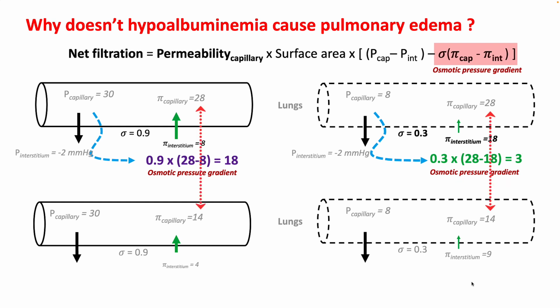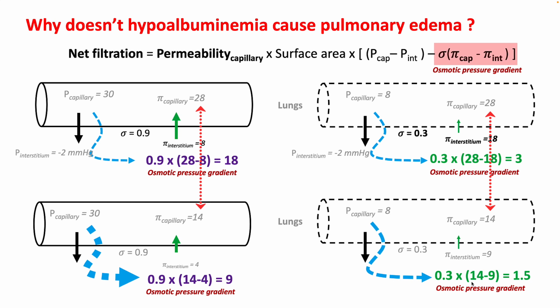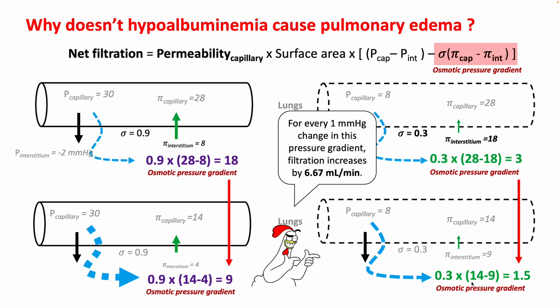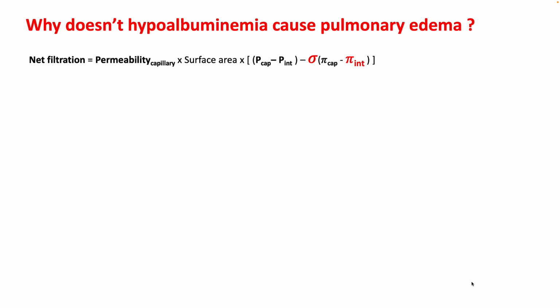And let's reduce your oncotic pressure by half. And this results in your oncotic pressure gradient of 9 in your soft tissue capillary, and it certainly drops down to 1.5 in your lungs. You know that for every 1 millimeter change in pressure gradient, the filtration increases by around 6.6. So you can see that hypoalbuminemia will cause much more increase in filtration rate in a soft tissue capillary as compared to capillary in the lungs.